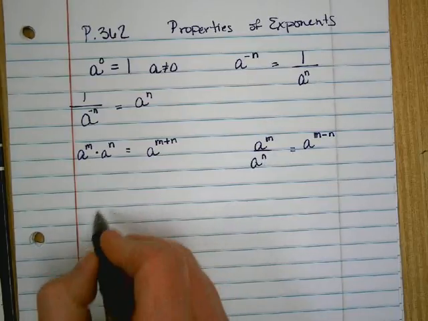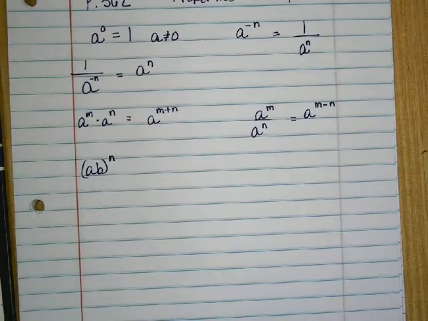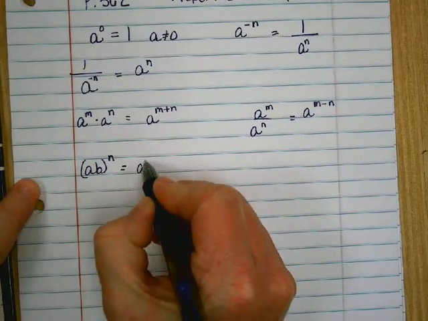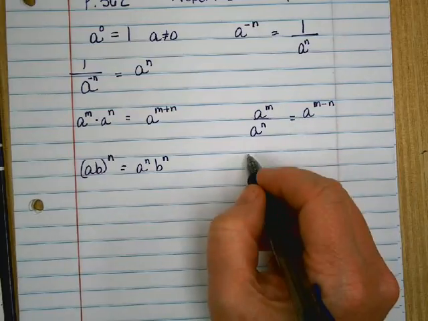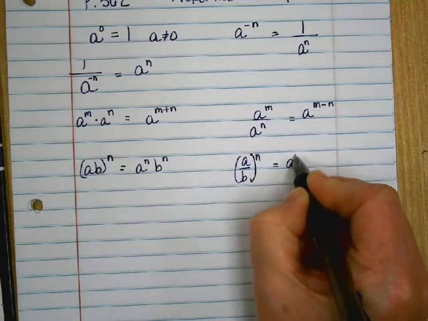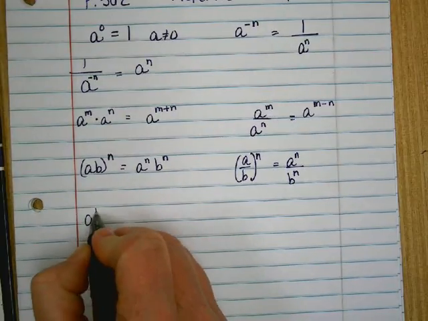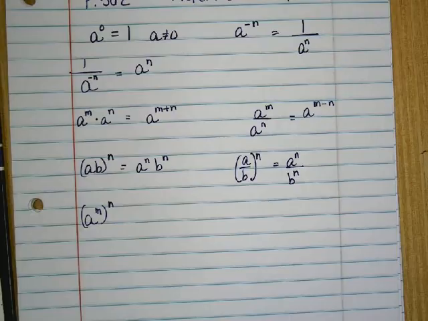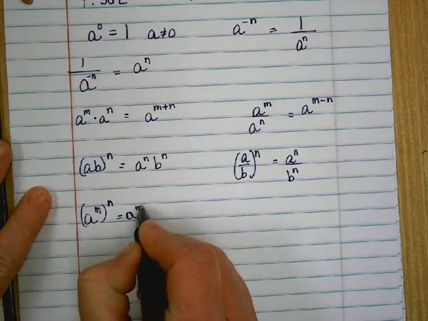Okay, if I have ab raised to the power of n, then this is like having the distributive property. The n would affect the a and the b. If it's written in fraction form, the same thing applies: a to the n over b to the n. If we have a to the m raised to the n, if we have one base but we have two exponents, then you don't add them together. In this case, you multiply the exponents, and it's a to the m times n.